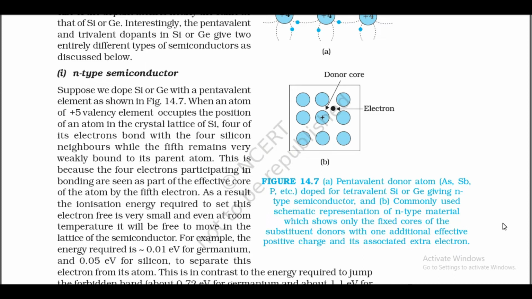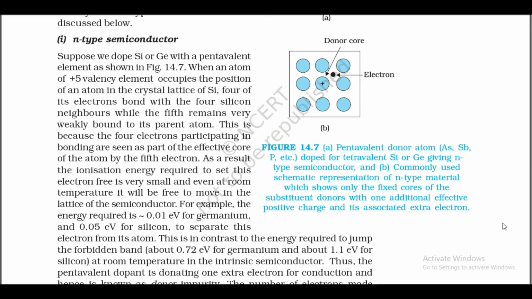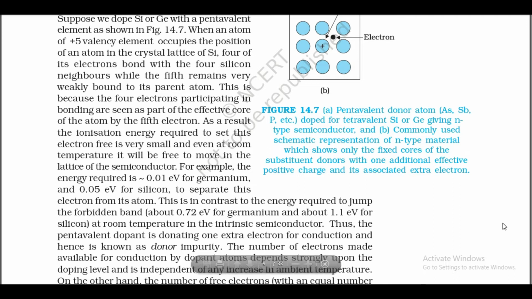As a result, the ionization energy required to set this electron free is very small, and even at room temperature it will be free to move in the lattice of the semiconductor. For example, the energy required is 0.01 eV for germanium and 0.05 eV for silicon, to separate this electron from its atom. This is in contrast to the energy required to jump the forbidden band, about 0.72 eV for germanium and about 1.1 eV for silicon at room temperature in the intrinsic semiconductor.